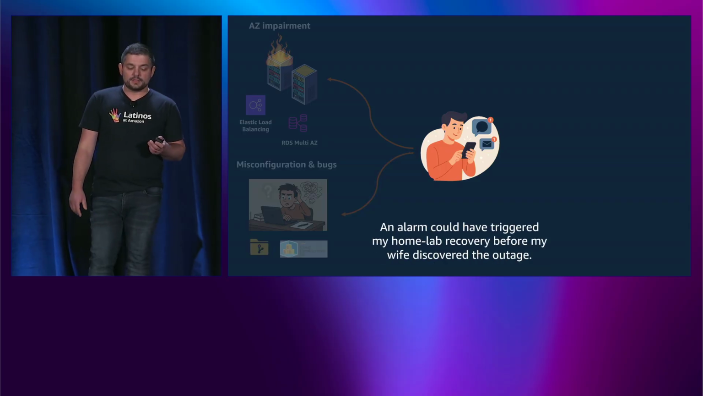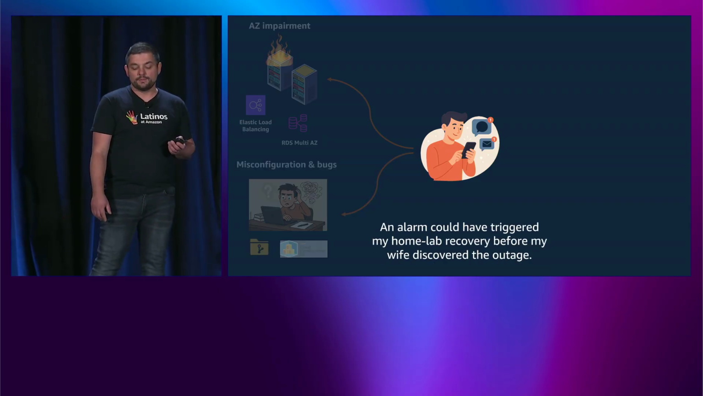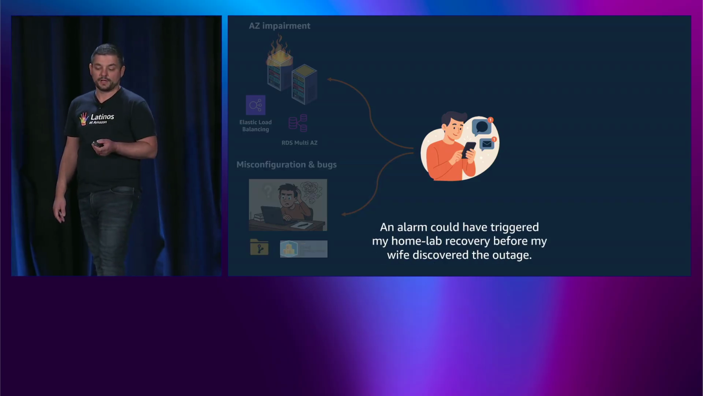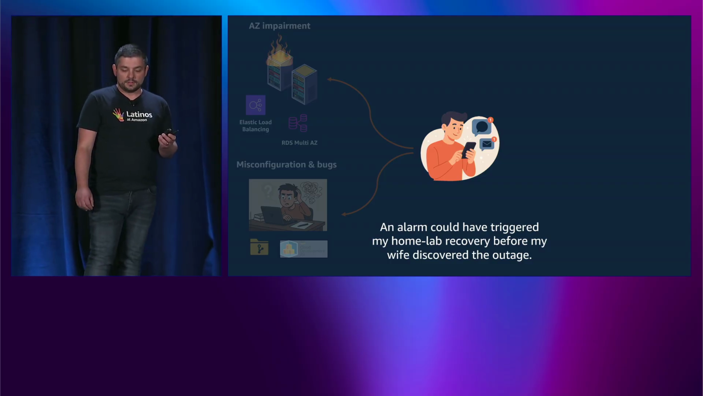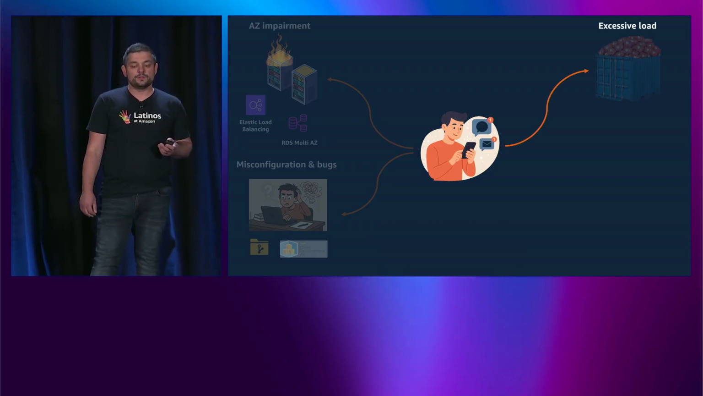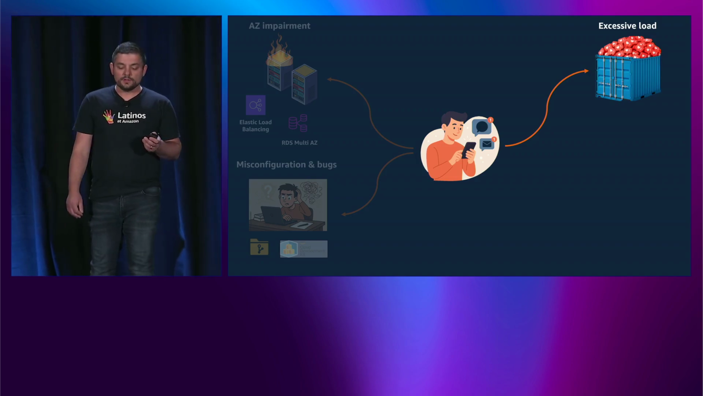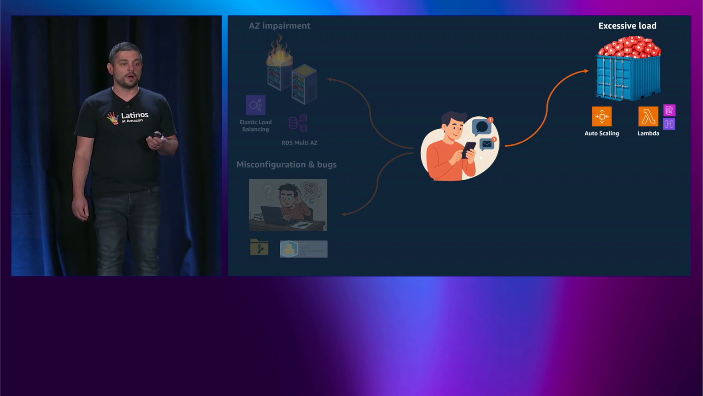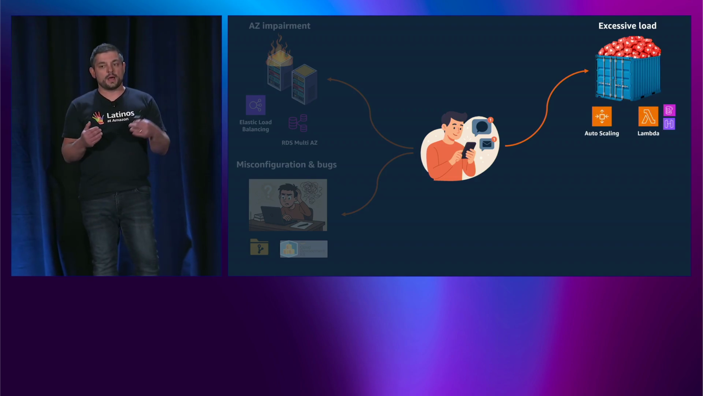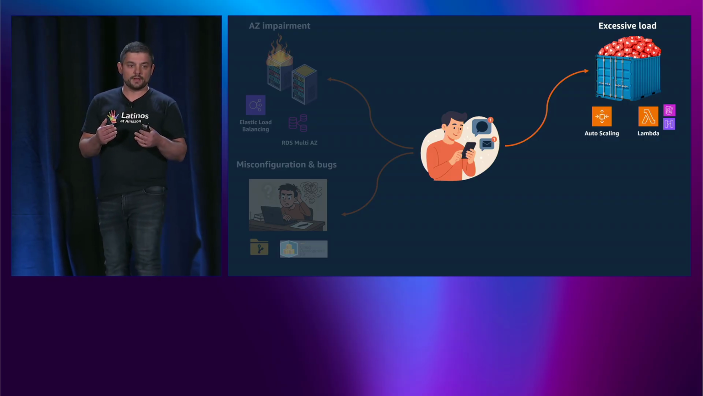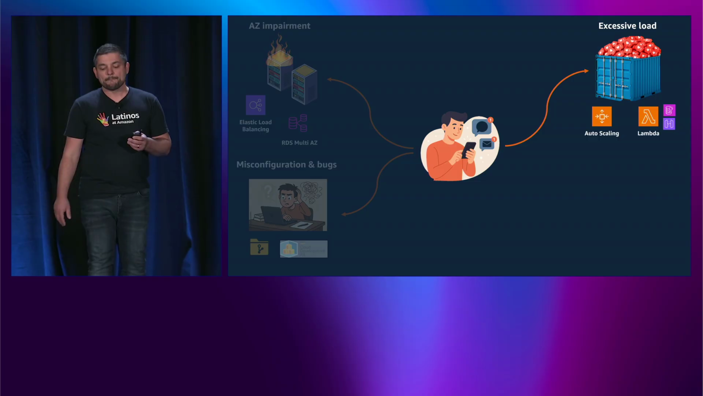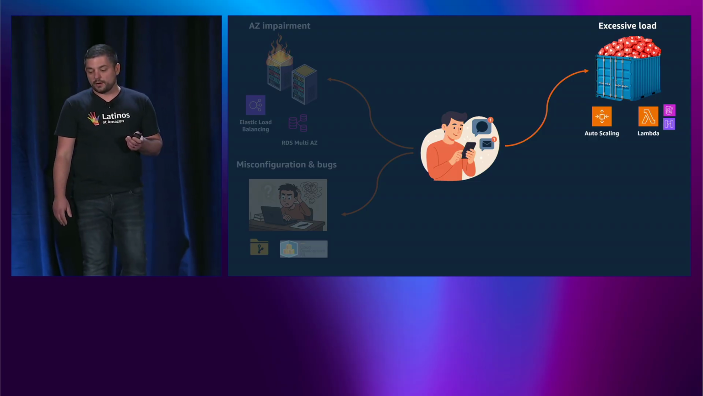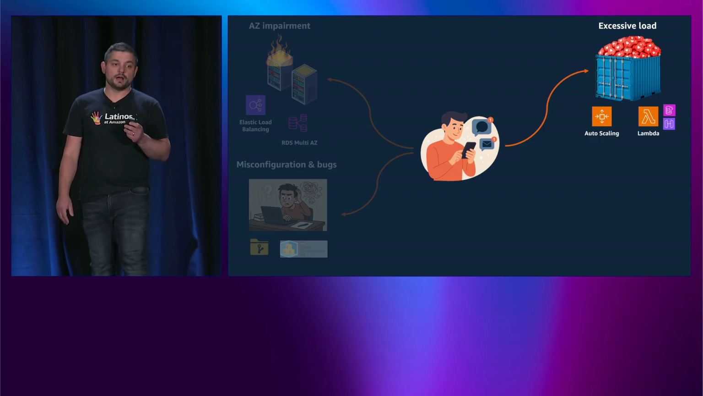So the next one is "An alarm could have triggered my home lab recovery before my wife discovered the outage," right? That links to excessive load. In that case, we can have, for example, autoscaling. If you're having a spike in connections to your web server, you can add and remove servers to cope with that load. And not everyone is aware, but we also have Application Auto Scaling.